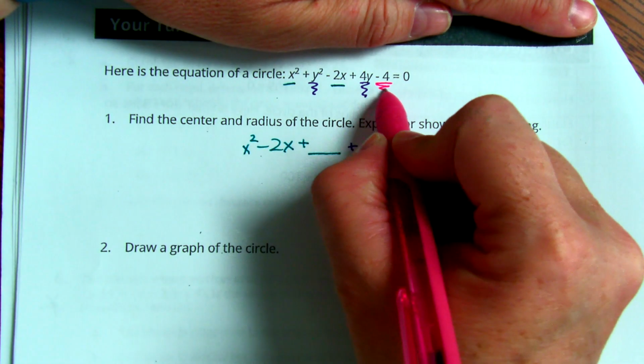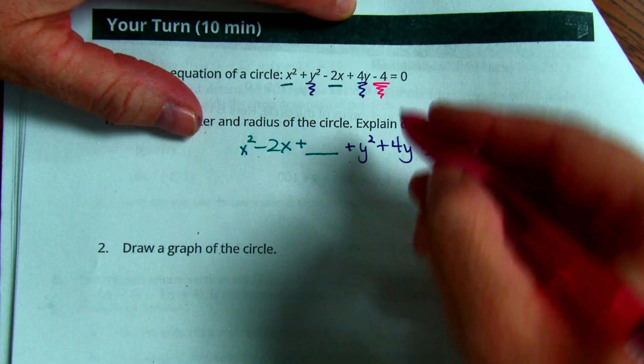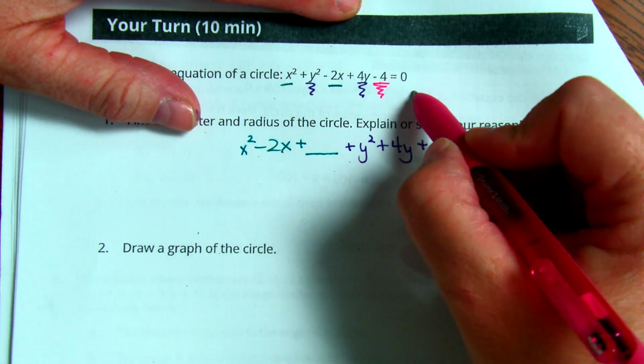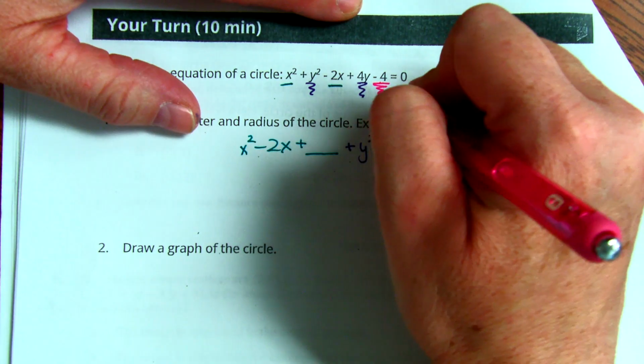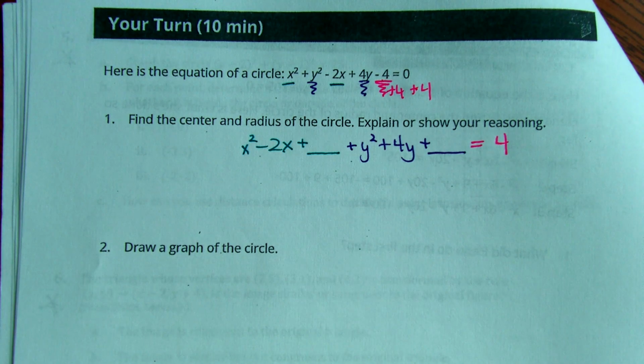I have a -4 left over. I want to take that to the other side of the equation. So how am I going to move this -4 over here? I'm going to add 4. Okay.